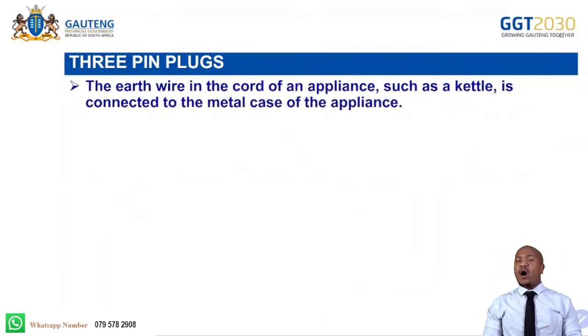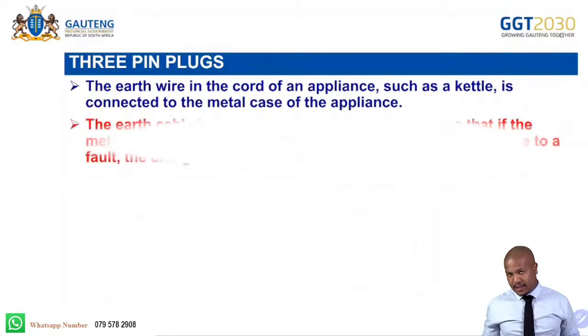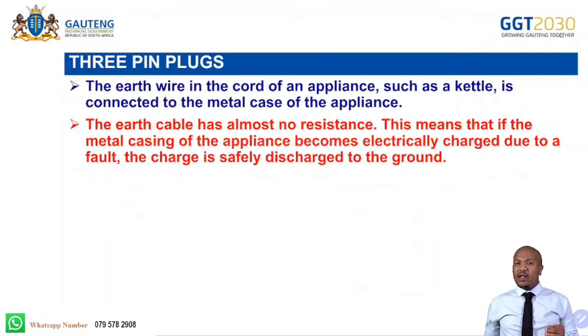The earth wire in the cord of an appliance, such as a kettle, a washing machine, a television, or any 3-pin plugged appliance, is connected to the metal case of the appliance. The earth cable has almost no resistance, so there is more flow of current through it. This means that if the metal casing of the appliance becomes electrically charged due to a fault, the charge is safely discharged to the ground.